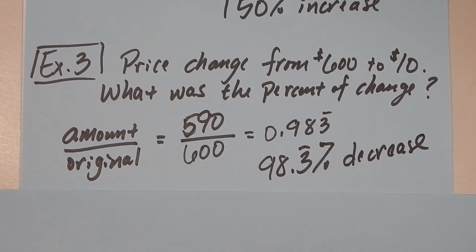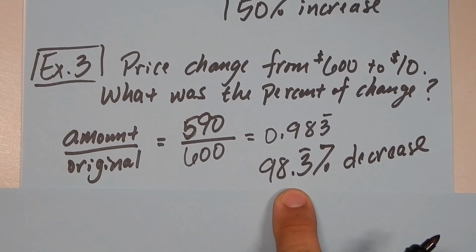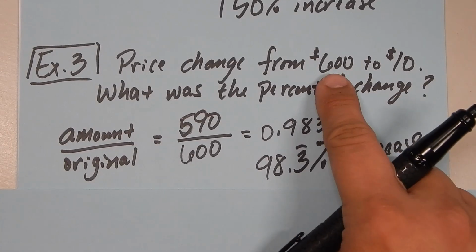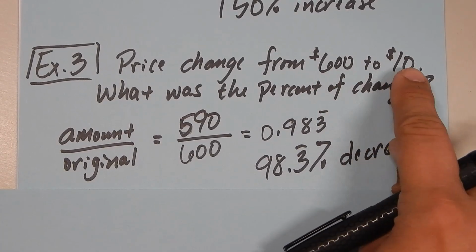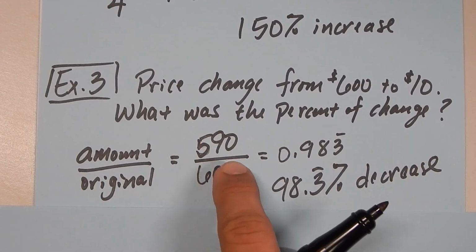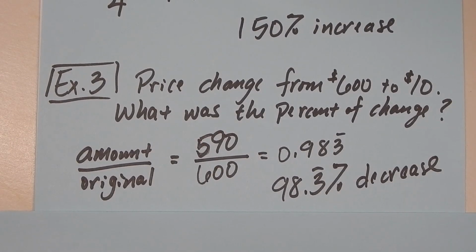So notice that this number is really close to 100 because the price almost went down to 0, right? So if it went from $600 to $0, that would mean that the amount of change divided by the original amount would just be equal to 1, and it's a 100% decrease. So that's the whole thing, right? So 100% of a thing is the whole thing. So that is that. One more example.